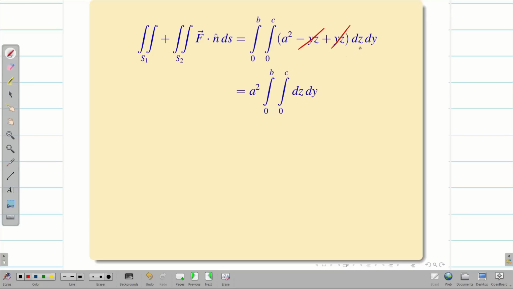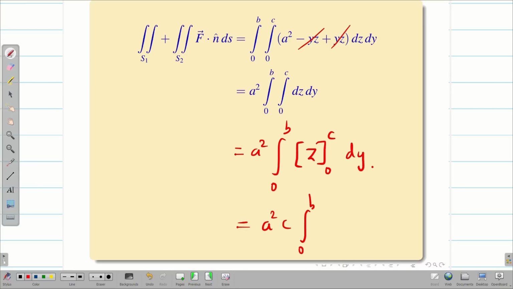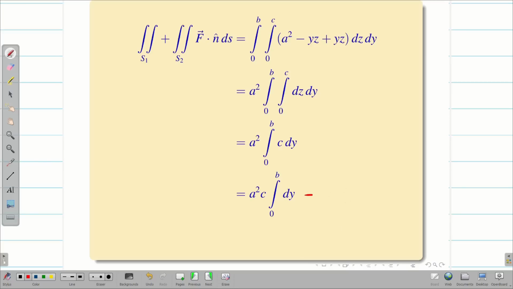Now integrating with respect to dz, we'll be getting a square integral 0 to b, z 0 to c dy. Substituting the limits, we get a square c. I'll take the c outside. Integral 0 to b dy. Integrating dy, we'll be getting y. Substituting the upper and lower limit, we get a square bc.